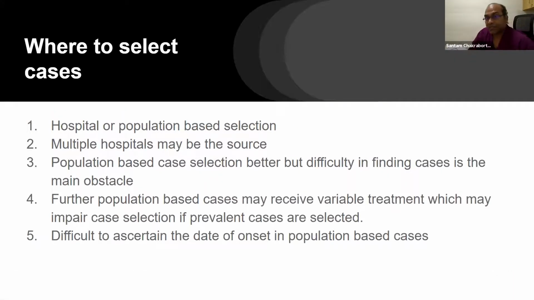The next important question is where should you select the cases from? You can do it from a population based, hospital based. You can do it from multiple hospitals. Population based case selection is of course better, but has the difficulty of finding cases unless and until you have a strong registry system. Population based cases in many countries will often receive variable treatment, and this also impairs case selection. And finally, it is difficult to ascertain the date of onset.